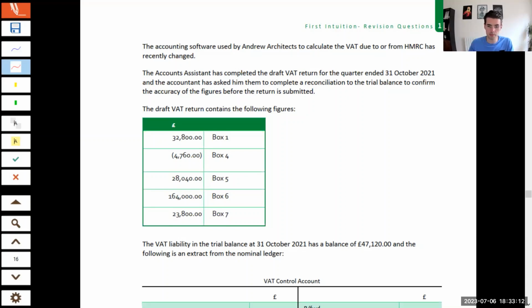You've got box 7, which is purchases and all other inputs. So again, imports and outputs. Truthfully, for this task, we're going to be focusing on these first 3 more than anything, okay?